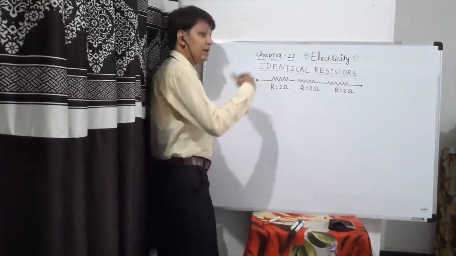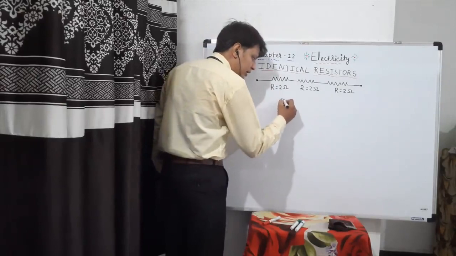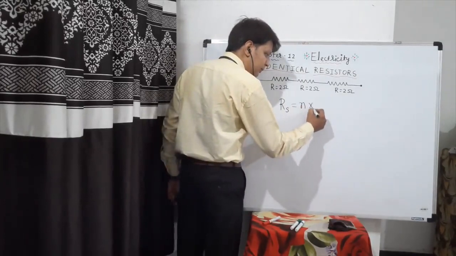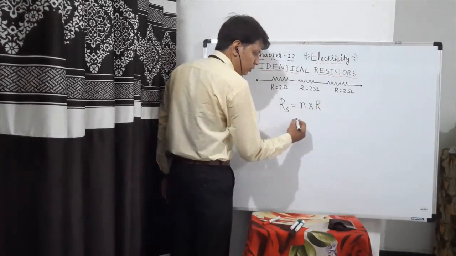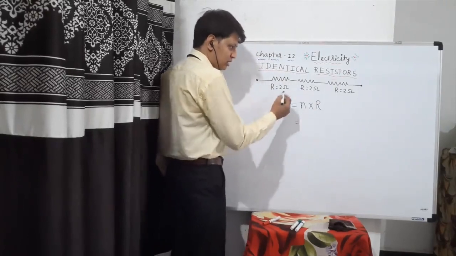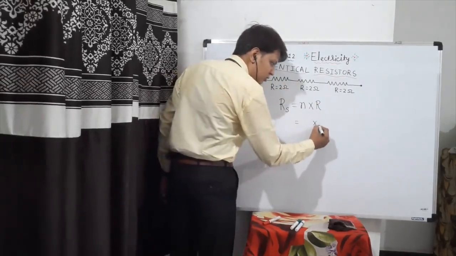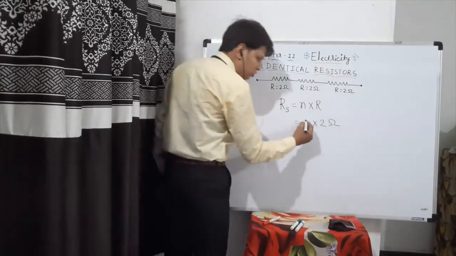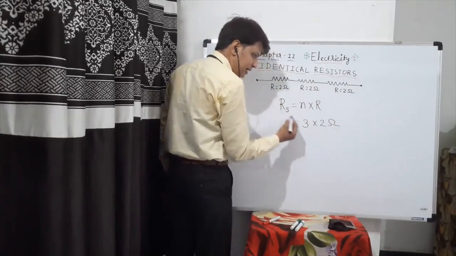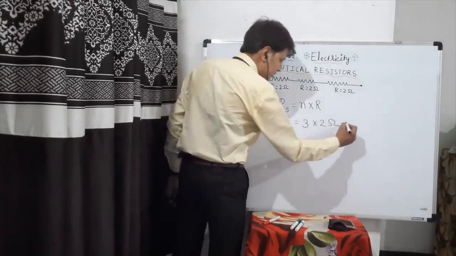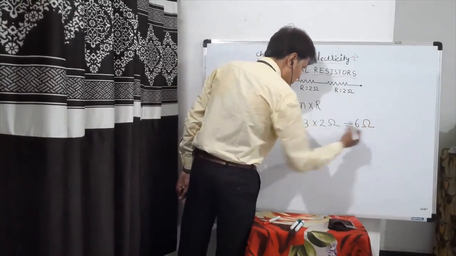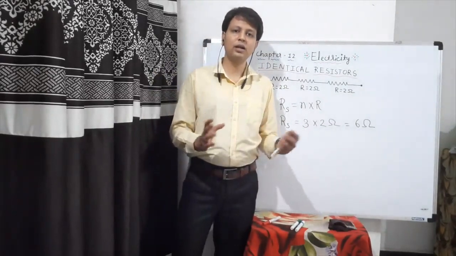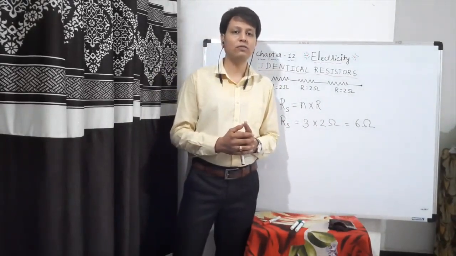Or simply, if there are many identical resistors, then we can use this equation: Rs will be equal to N multiplied by R, where R is the value of each resistor. Let us say the resistors are the same and the value is 2 ohm. How many resistors are there? 3. So when I multiply it by the number 3, that is N, I get the series resistance 6 ohm for identical resistors. So this is a simple derivation as well as use of series connection.